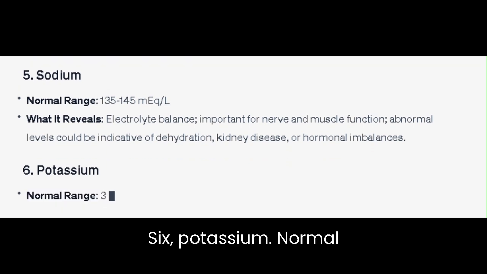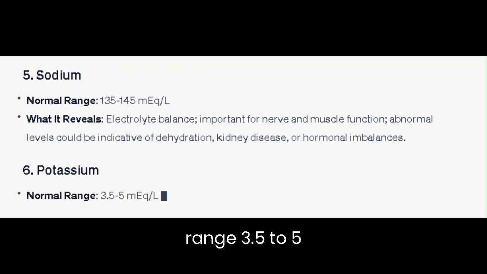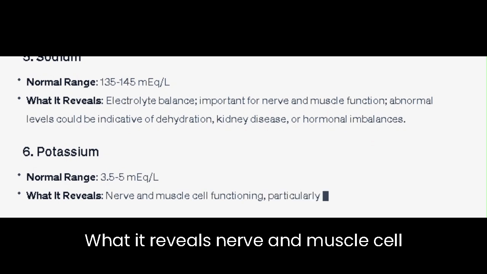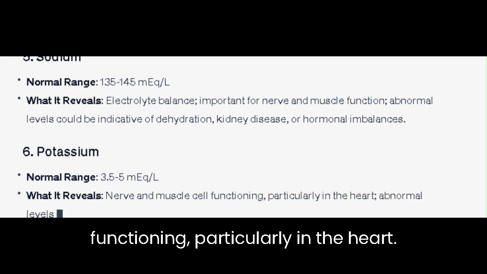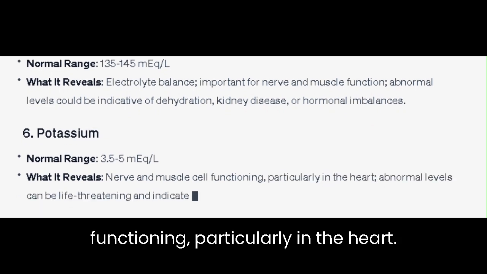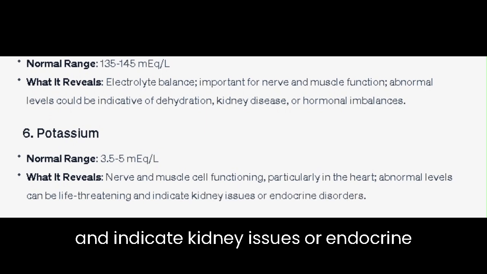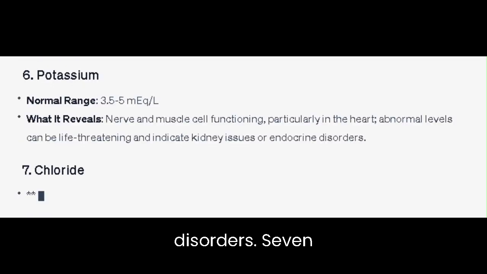6. Potassium. Normal range, 3.5 to 5 milliequivalents per liter. What it reveals: nerve and muscle cell functioning, particularly in the heart. Abnormal levels can be life-threatening and indicate kidney issues or endocrine disorders.